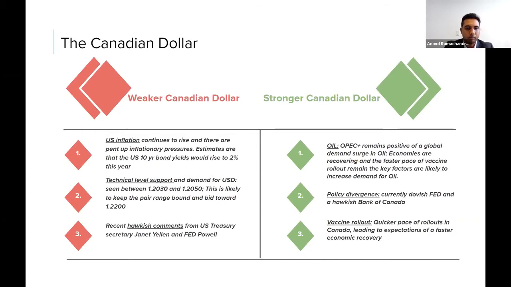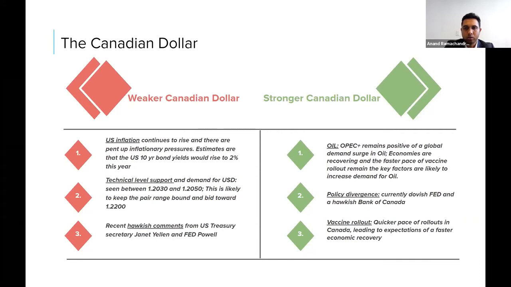Also, Treasury Secretary Janet Yellen of the US and Fed's Powell made hawkish comments in the past week or so. Their expectation was that the market could benefit from an interest rate hike in the US. And if that comes into play, somewhere around October or so this year, we might be looking at a change in the policy stance for the US and a rate hike earlier than expected in the United States. If that happens, we'll see more weakness in the Canadian dollar.